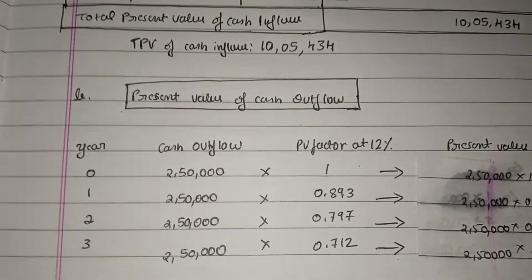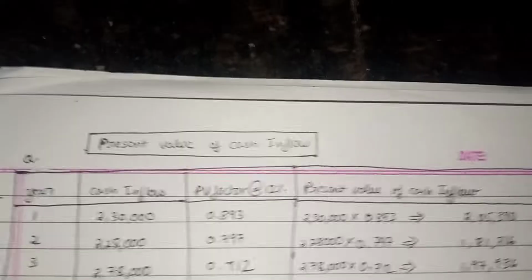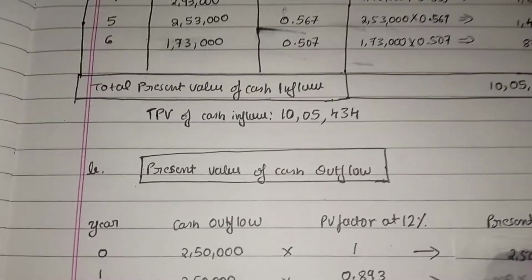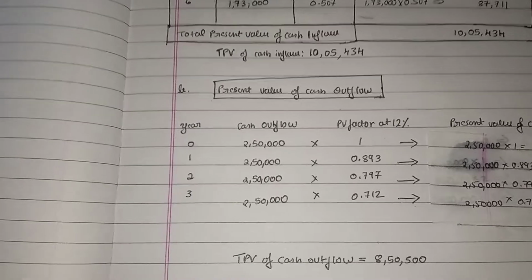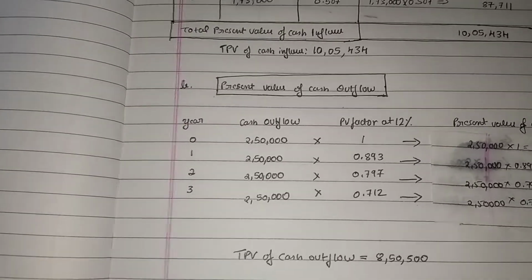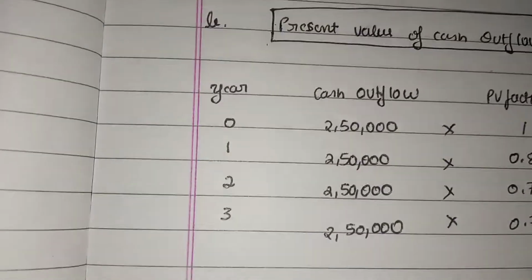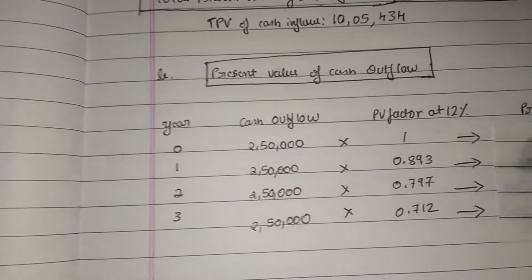Part B, present value of cash outflow. First we have done present value of cash inflow. Now we are going to do present value of cash outflow. Consider the years. See, if you observe, beginning of first year means there would be no year, so consider the year as 0. After that consecutively 1, 2, 3. This is the most important point to be noted here. It will start from 0.